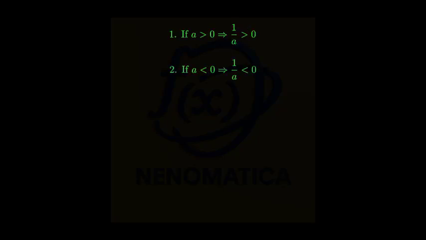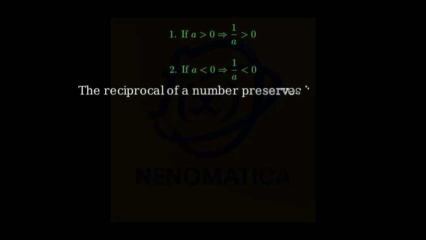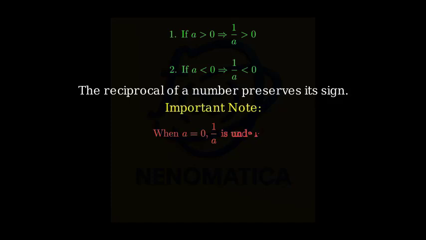So, to summarize what we've learned about the ninth property of inequalities, if a is greater than 0, then 1 over a is also greater than 0. And if a is less than 0, then 1 over a is also less than 0. This means that a reciprocal preserves the sign of the original number. It's important to note that we need to be careful when a equals 0, because 1 over 0 is undefined. So, this property only applies when a is non-zero.